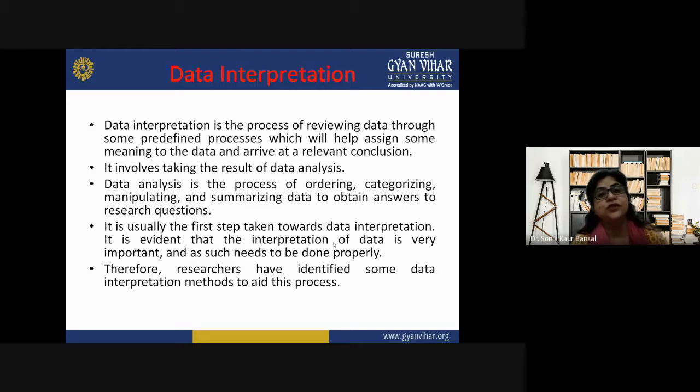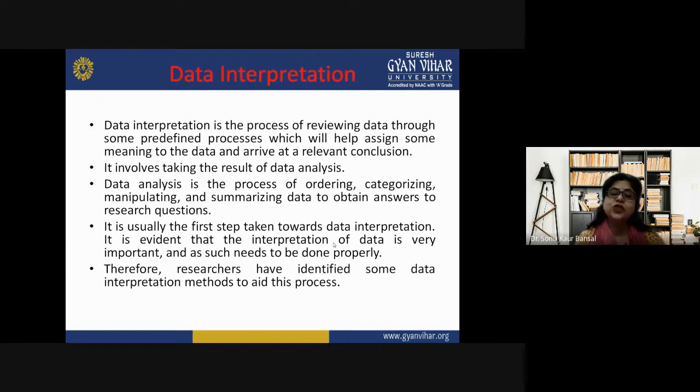If the research is done in the true sense, students, then the researcher would be very, very happy after doing the interpretation of data in his or her own words. So it involves taking the result of data analysis. Data analysis is the process of ordering, how you have ordered one thing after another. Categorizing, category A, category B, C, for example. Manipulating. You have to be manipulative while doing your research. Sometimes it is due to the type of error that is occurring in data collection. And then summarizing data to obtain answers to research questions.